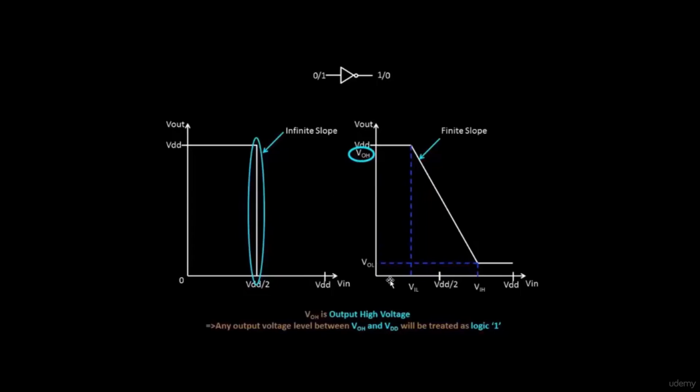This is about the input low voltage, and there is one more thing, called VIH. VIH says that if there is any voltage at the input level which lies between VIH and VDD, your output is expected to be low. Your output is expected to be VOL. This is what has to be inferred from this graph.